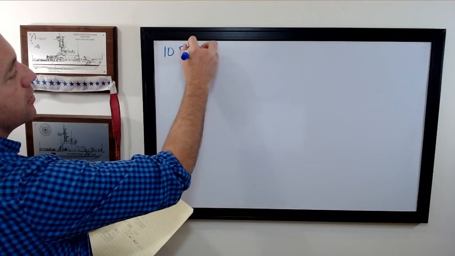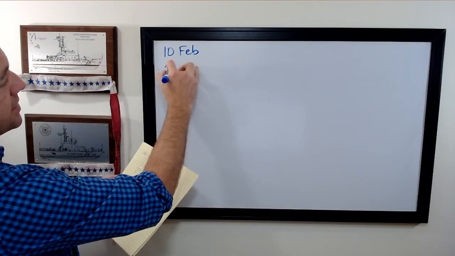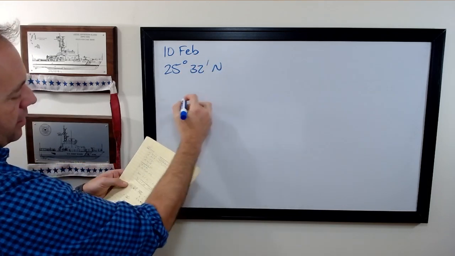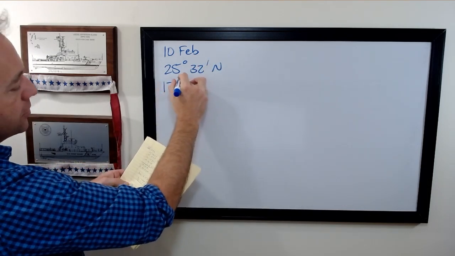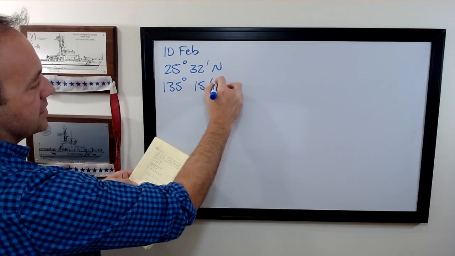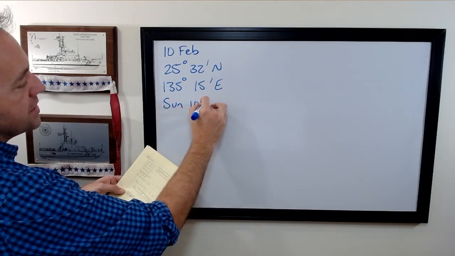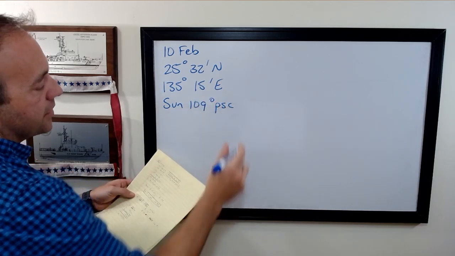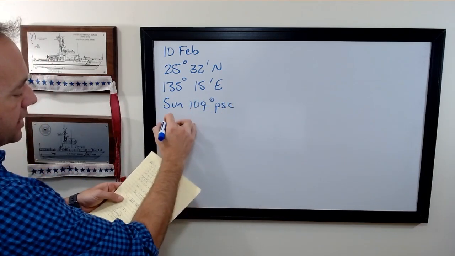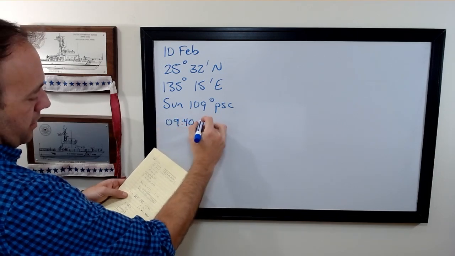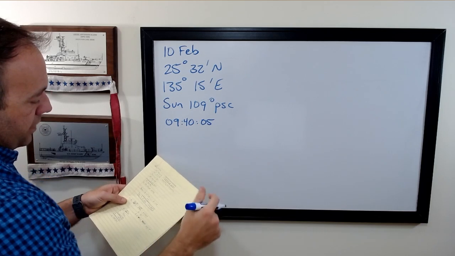All right, so on this one, we're on the 10th of February, and our position is 25 degrees, 32 minutes north, and 135 degrees, 15 minutes east. The sun was at a bearing of 109 degrees per steering compass, and the chronometer ended up being 0940.05.